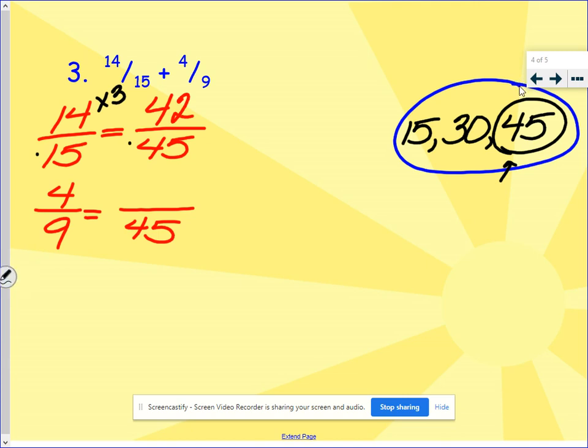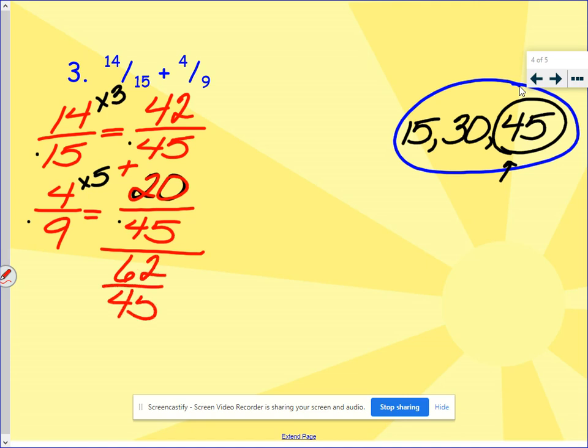And then I say, what times 9 gives me 45? It is a 5, so when I multiply the denominator by 5, I must multiply my numerator by 5, and 4 times 5 is 20. And I add them together, and I get 42/45ths plus 20/45ths to be 62/45ths.